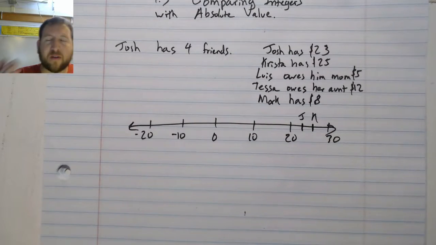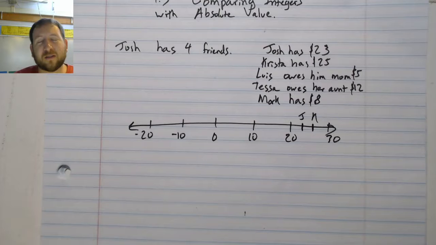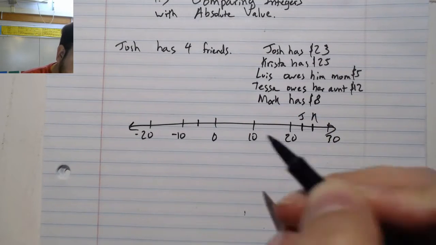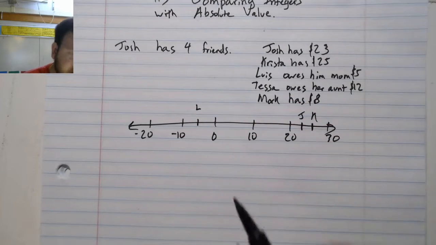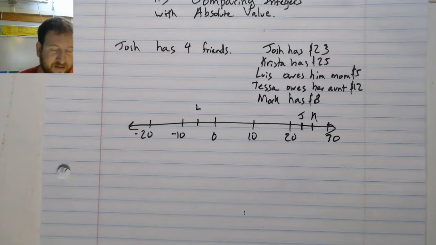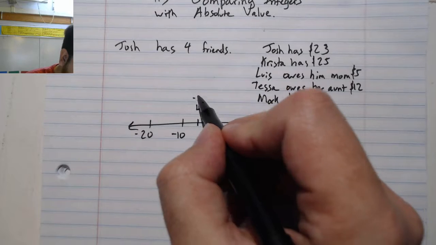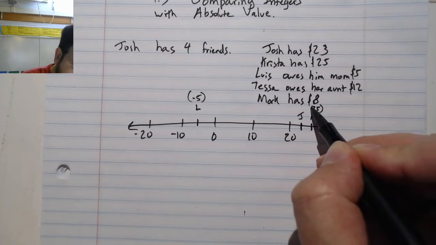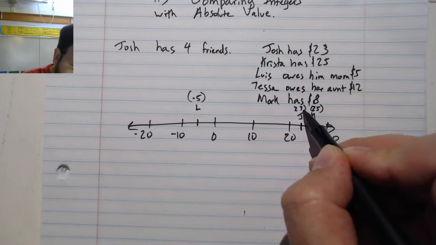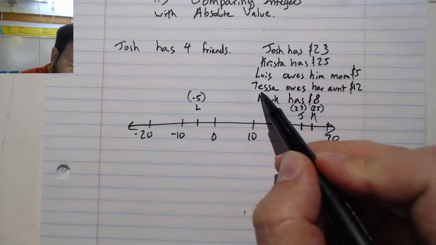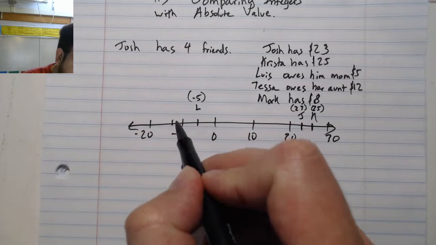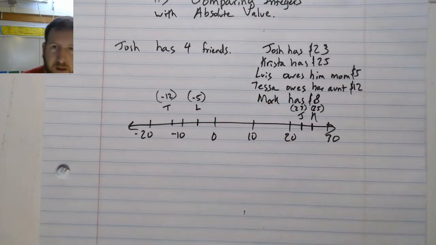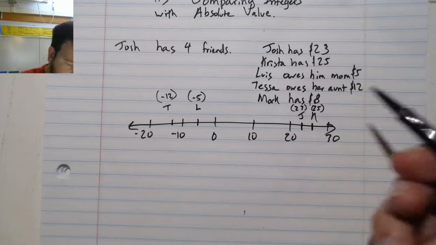Luis owes his mom $5. Okay, so if he owes his mom $5, how much money does he have? Well, we could say that he has negative $5. So Luis right here is kind of sad. He actually has negative money, right? I guess we could put the amount of money that they have over each little letter. And Josh has 23. Tessa owes her aunt $12. Ooh, Tessa, not good news. And we have Mark, he has $8.